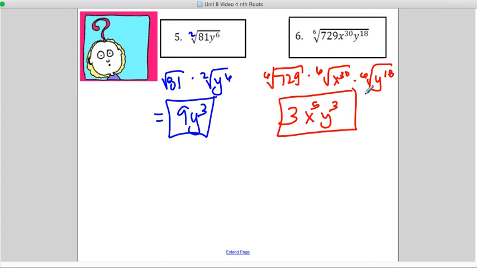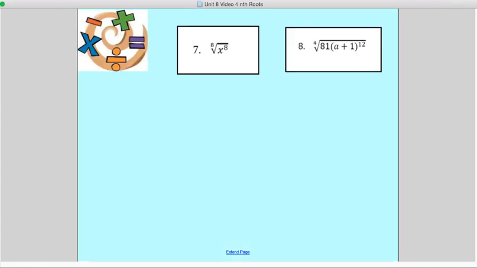Let's go ahead and flip to the back side, number 7. We have the 8th root of x to the 8th. So like I said before, we can really rewrite this as x to the 8th to the 1/8 power. What is 8 times 1/8? It's really 8 over 8, which is 1. So it's x to the 1st, so I would just say my answer is x.